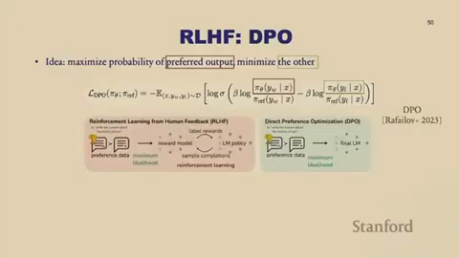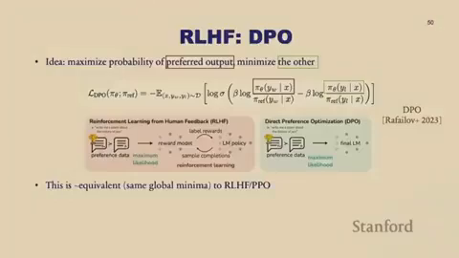And one thing to note is that all the rest is chosen such that the global minima of PPO and the global minima of this DPO, under some assumptions, are essentially equivalent. So this is the right thing to do mathematically. I'm not going to go through the derivations, but that's the right thing to do.